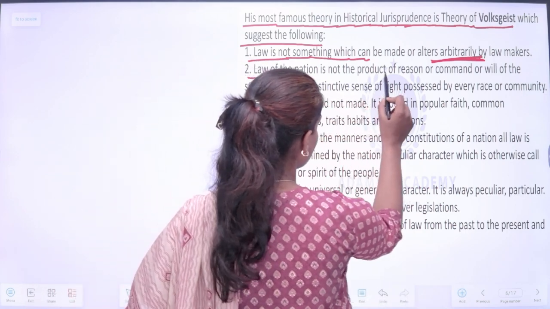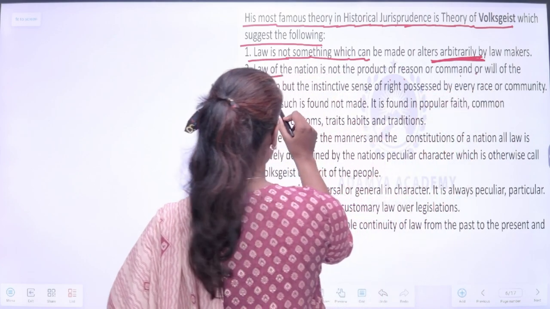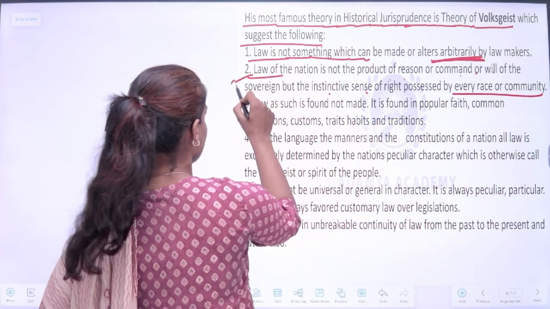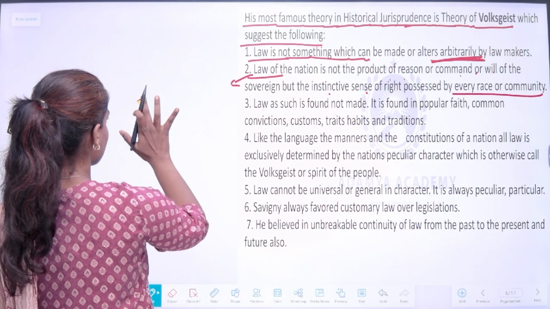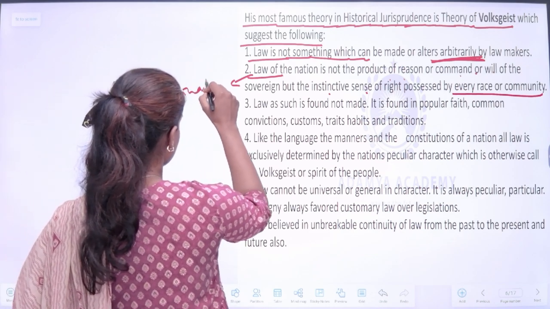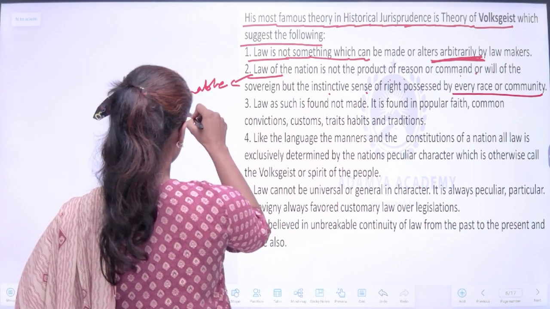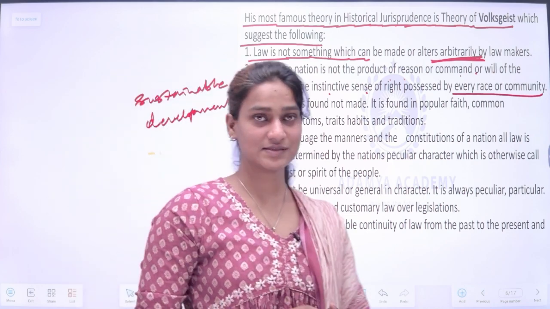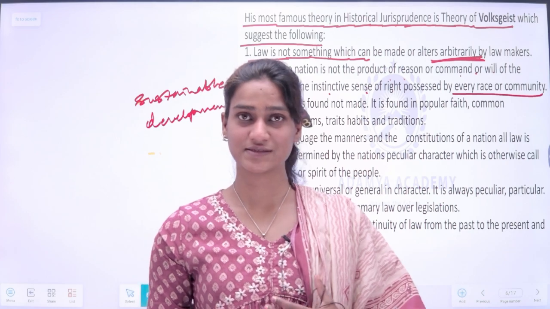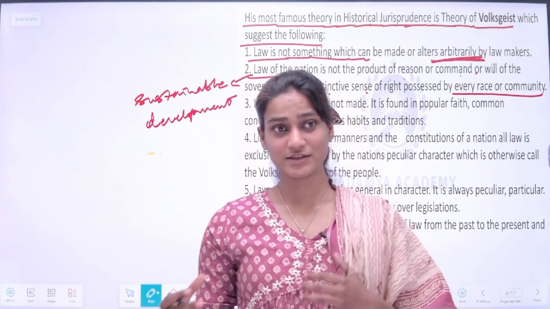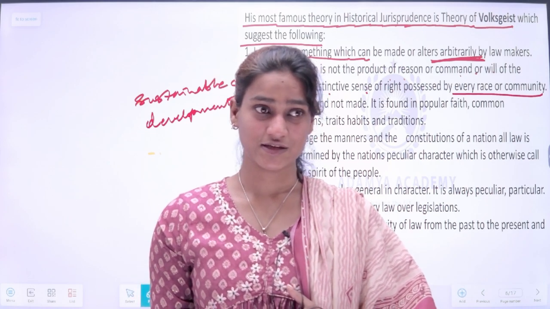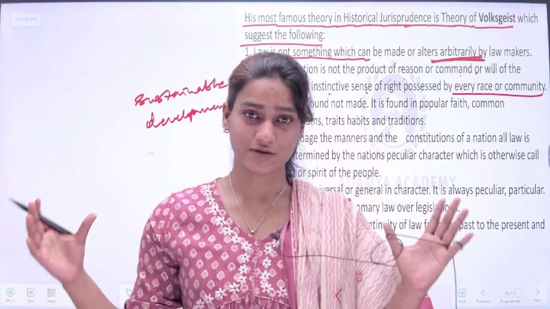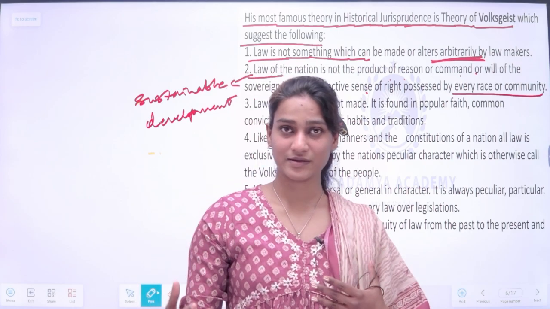Law of the nation is not the product of reason or command or will of the sovereign, but the instinctive sense of right possessed by every race or community. This means that he is focusing here on sustainable development. It means that we don't just have to look at the needs of the present society. We have to take a look at the needs of the present as well as future society. So in order to make a law, we have to look at all the generations which will be there in present and in the future.